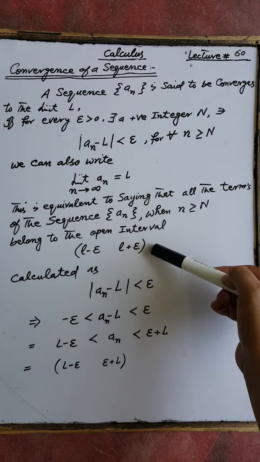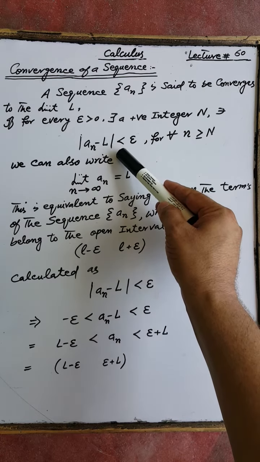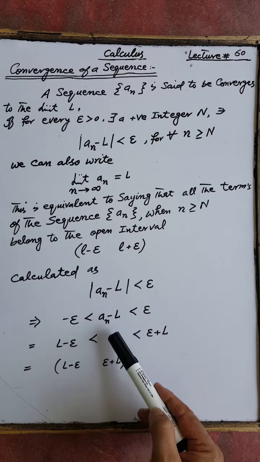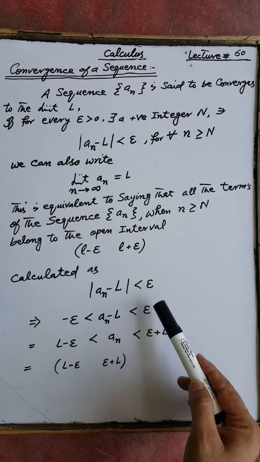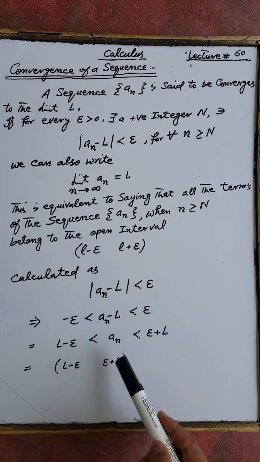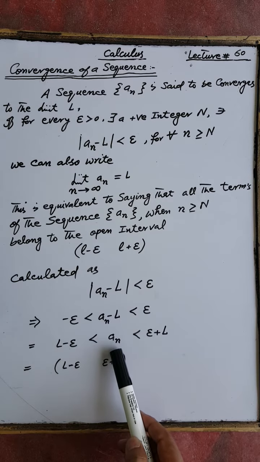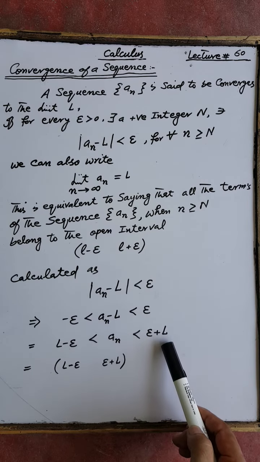To see this open interval, from |a_n minus L| less than epsilon, it means a_n minus L is greater than minus epsilon and less than epsilon. Adding L to the inequality, we have L minus epsilon is less than a_n minus L plus L, which is equal to a_n, which is less than epsilon plus L.